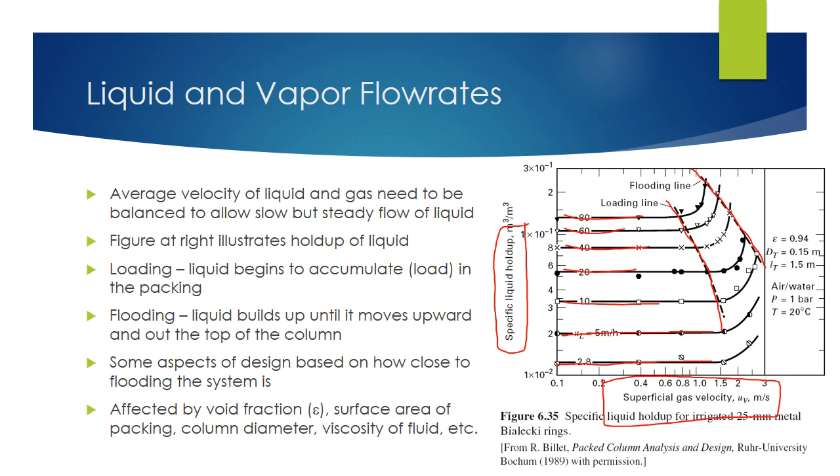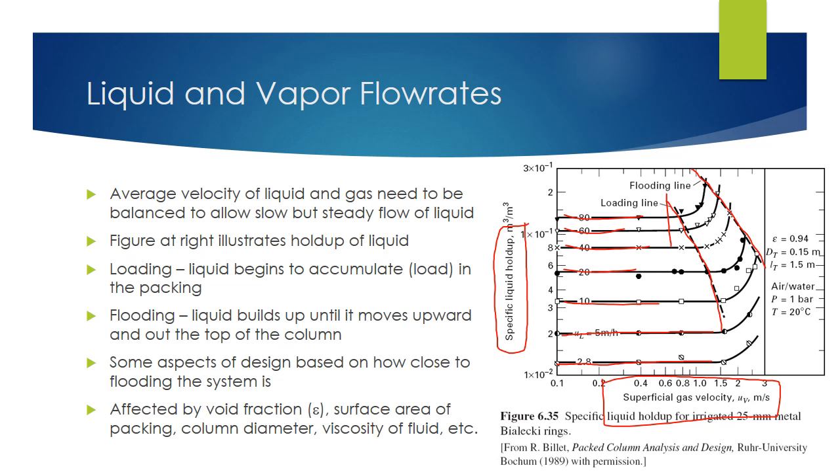So a lot of design correlations for packed columns are based on that flooding velocity and how close you are to it. So if you're, for example, 80% of the flooding velocity, you'll be far enough away, maybe over here, on the top line, so that you can avoid any problems associated with flooding. And a lot of the characteristics of what you see on a chart like this depend on the packing characteristics.